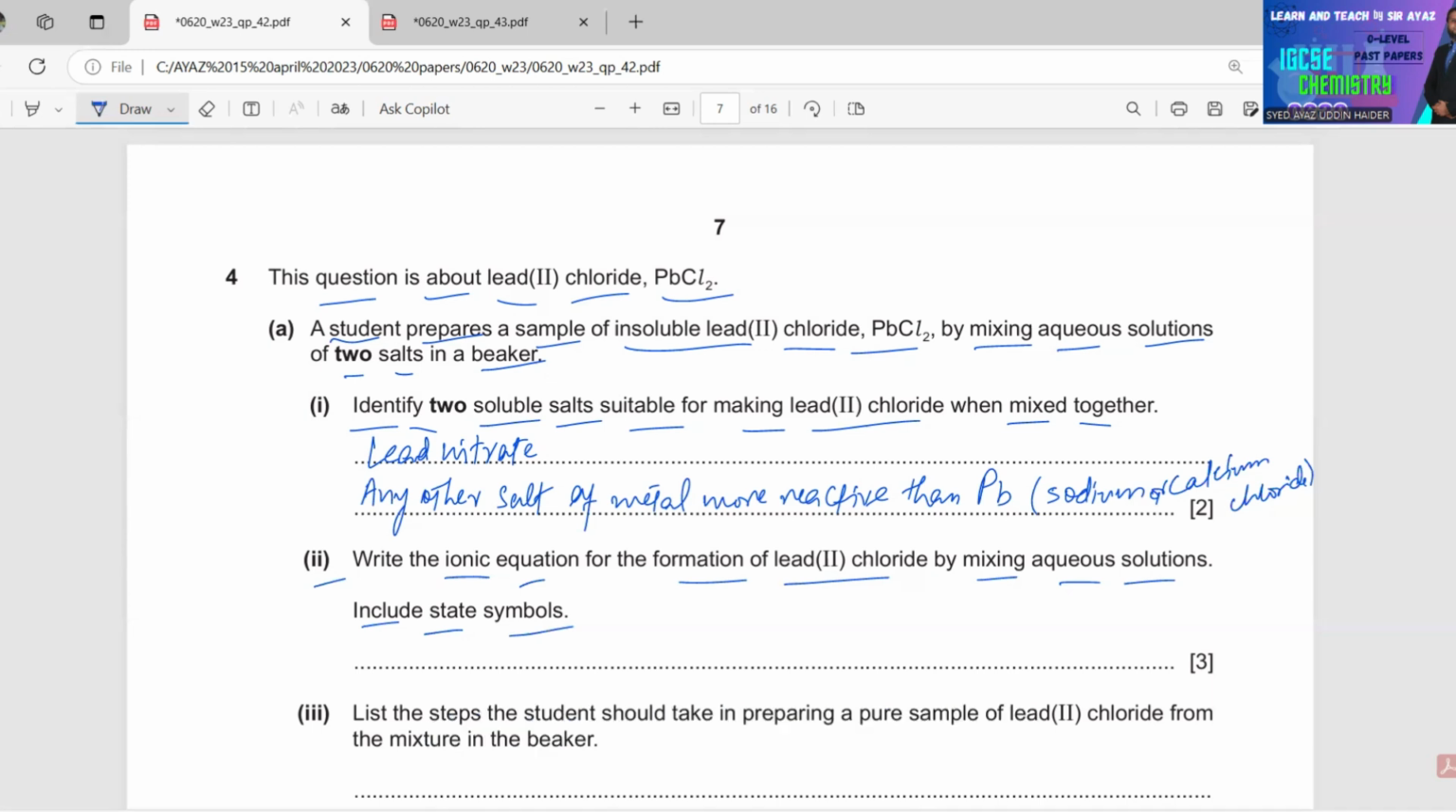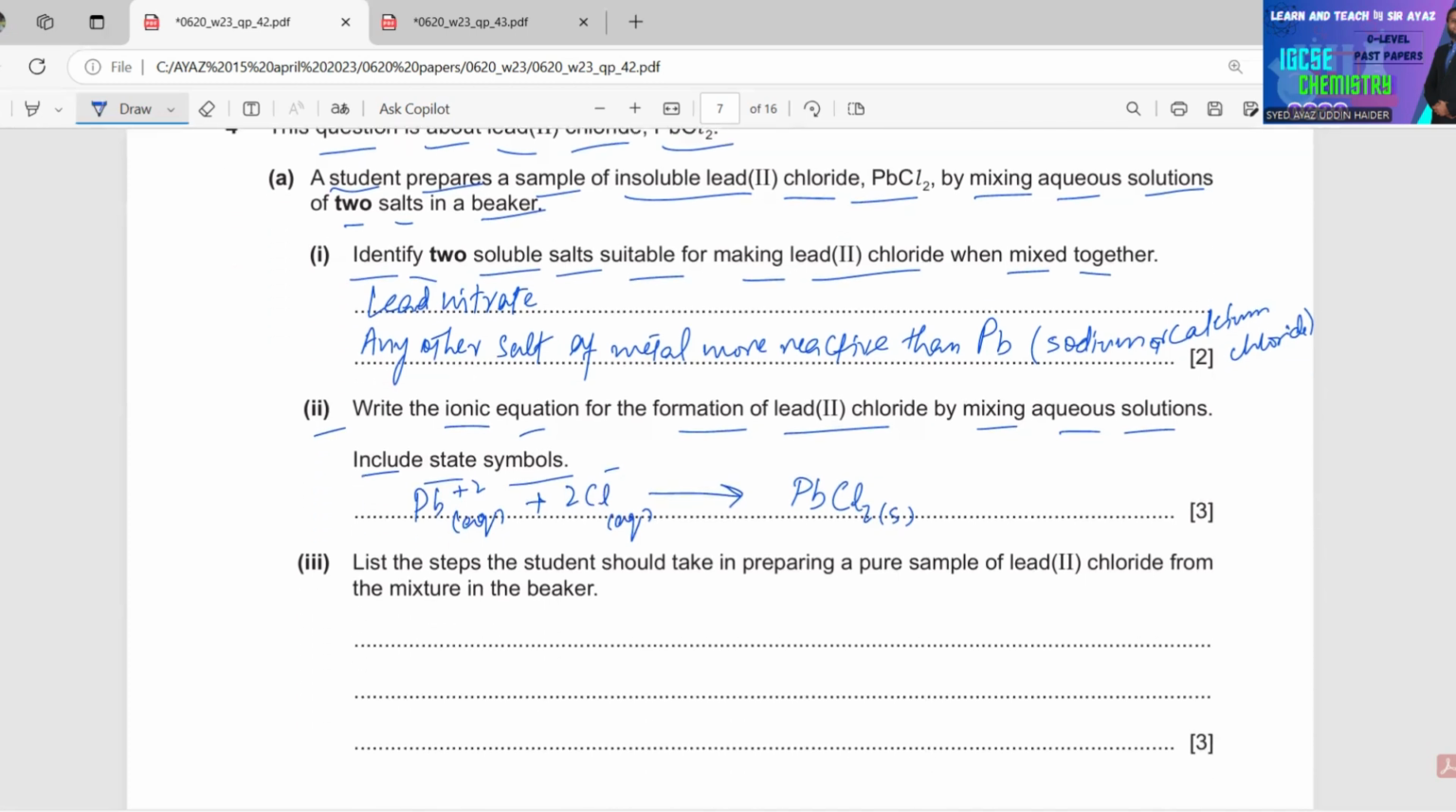Lead is forming an insoluble salt, which is PbCl2. So PbCl2 must be there on the product side, in the solid state. And on the reactant side, you have Pb2+ aqueous plus 2Cl. I balance the equation, 2Cl minus aqueous. Now this will be the final ionic equation in this case.